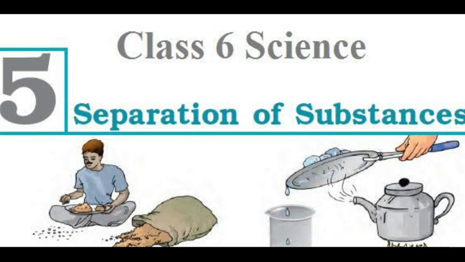So today we are going to start a new chapter, separation of substances, chapter 5. In this chapter we will study more about mixtures and various methods of separation of substances. So let us start. First, what is a mixture? A mixture is a substance that is made up of 2 or more substances.